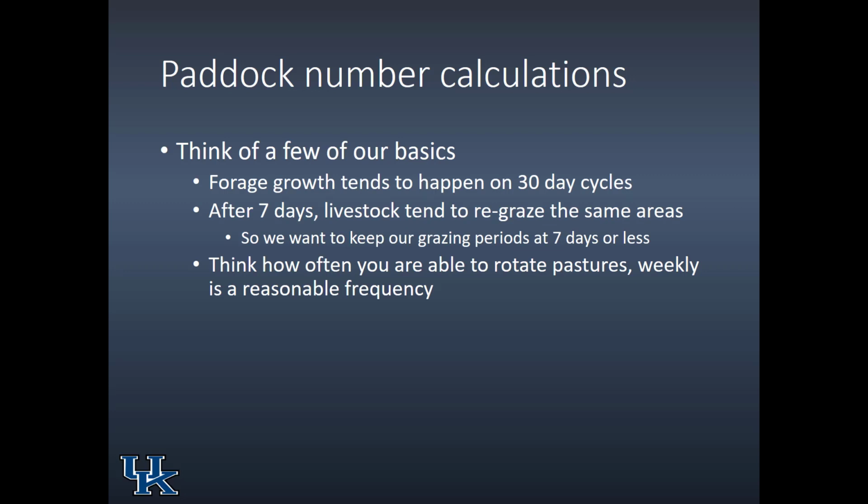Forage growth tends to happen on 30-day cycles. And back at the couple of slides ago, you saw the rotation period, and 30 days was in that range for most of those forages. After 7 days, livestock tend to regraze the same areas. So we want to keep our grazing periods at 7 days or less. And another reason for a 7-day rotation is think how often you're going to be able to rotate pastures. And weekly is at least a reasonable frequency. If you're close to the farm and you're there a lot and you have the time, more frequent rotations can be possible, of course.